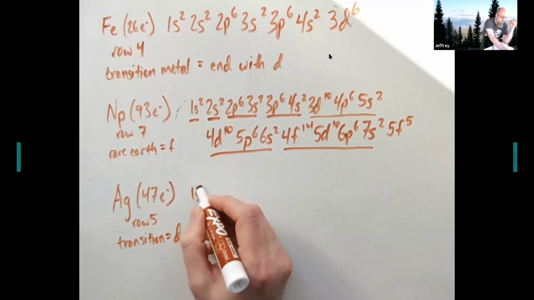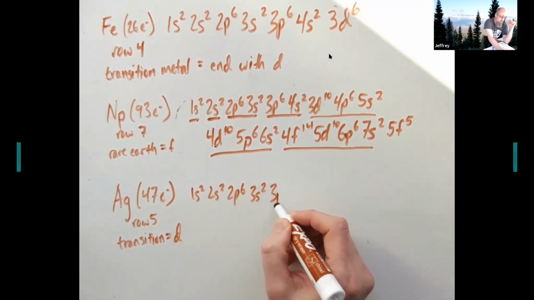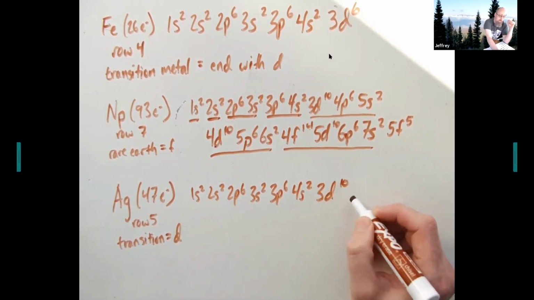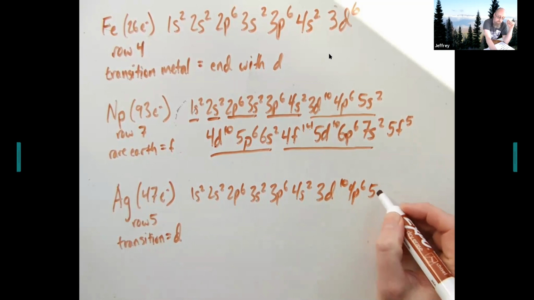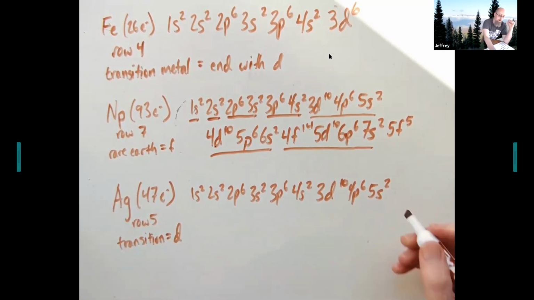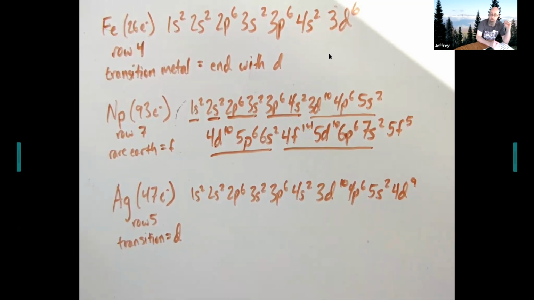So I have 1s2, 2s2, 2p6, 3s2, 3p6, 4s2, and then 3d10, 4p6. Now I'm getting to row 5. So I know I keep going until at least I see the number 5 in there, right? Row 5 means energy level 5, right? At this point, I am at 38 electrons. I've put in 38 electrons there. And so that means that my last sublevel here will be 4d9. That's in there. So that's the full electron configuration.